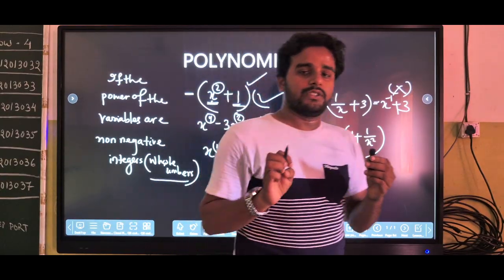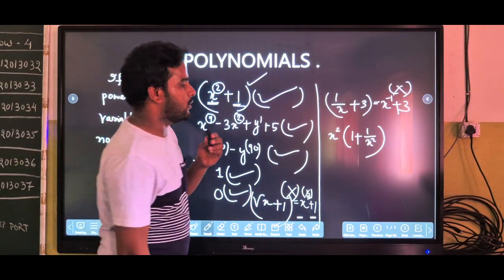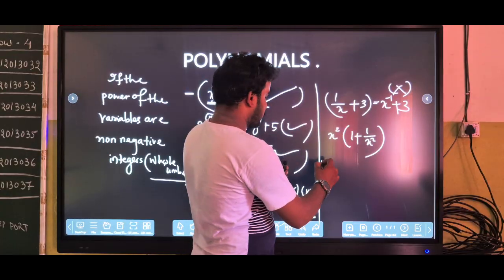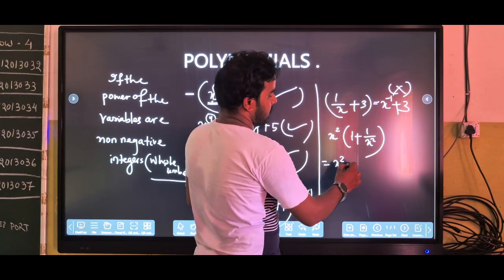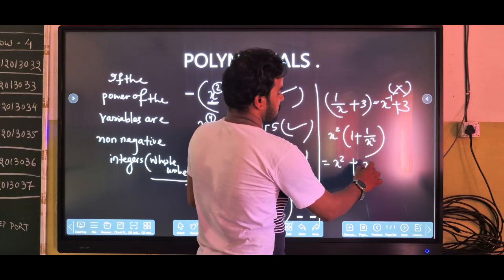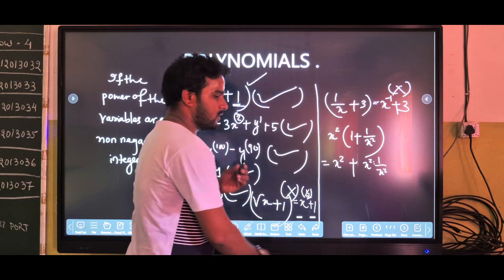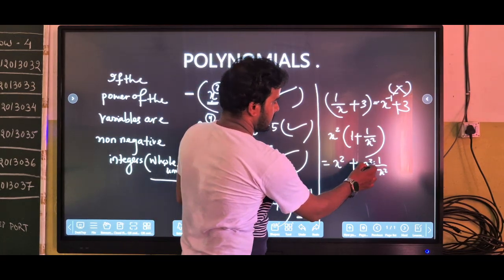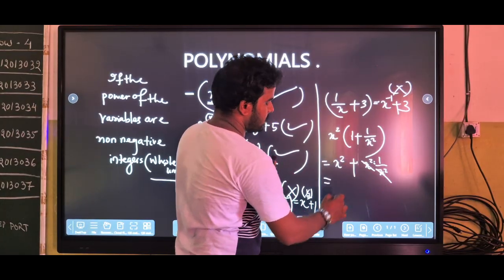And the last one, which keeps the student in the most confusing state, that whether this is a polynomial or not. So before that, we have to simplify that x square into 1 x square plus x square into 1 by x square. First you have to simplify it, multiply it. X square is x square plus x square into 1 by x square. Let us cut it.